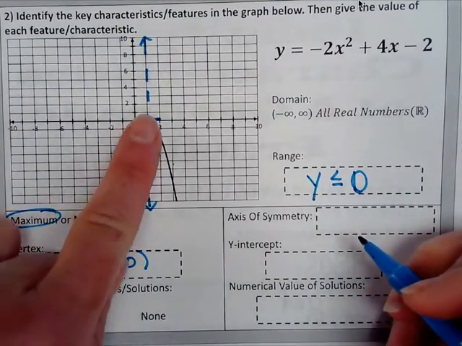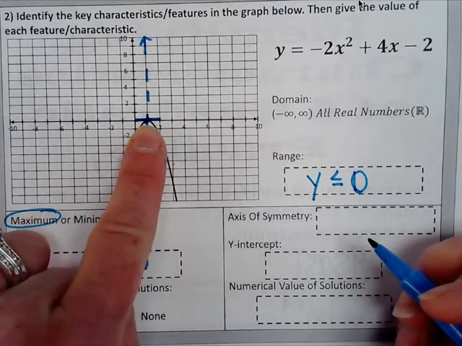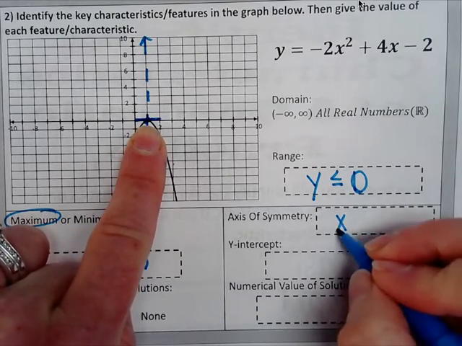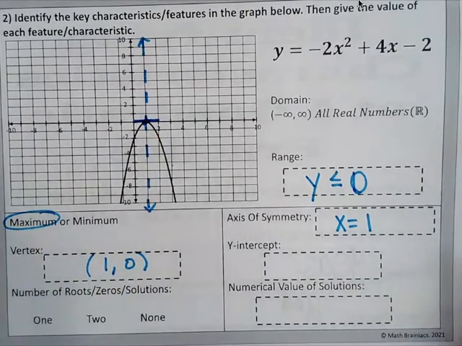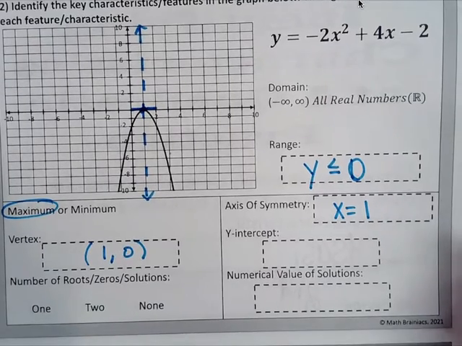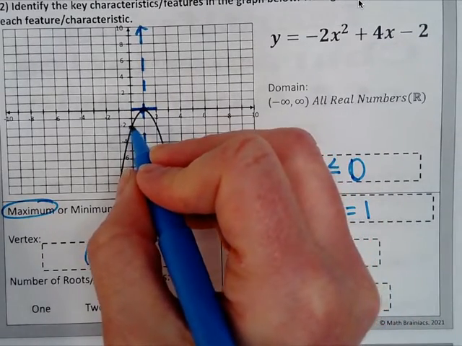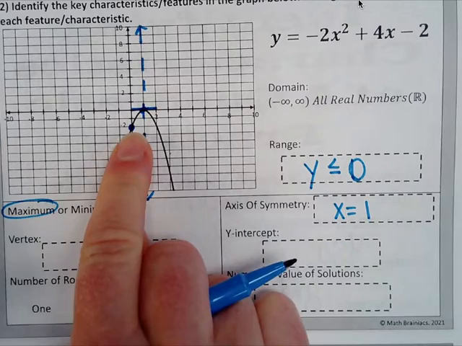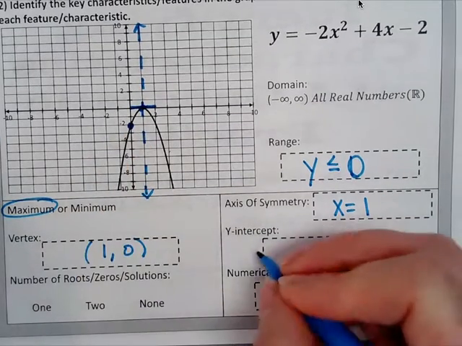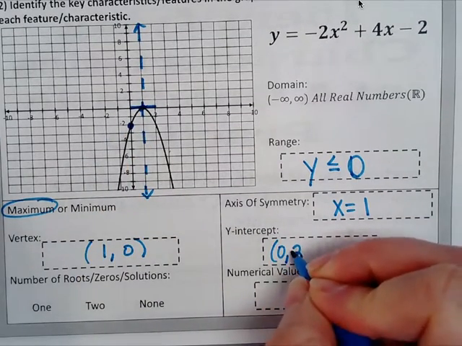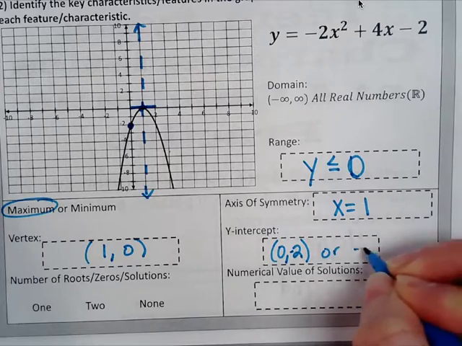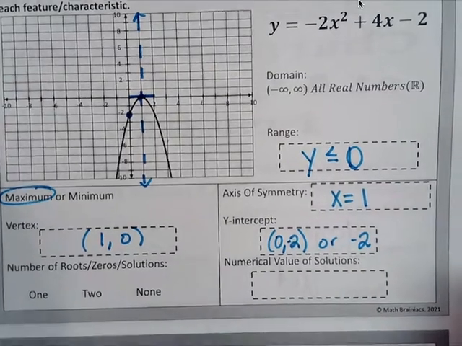Axis of symmetry goes down the middle. It was at 1, so it's x equals 1. And the y-intercept is right here at -2. So it's going to be 0, -2. Or you can write it as just -2 as your y-intercept.